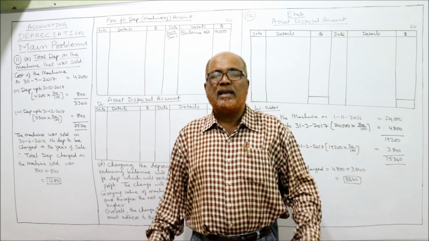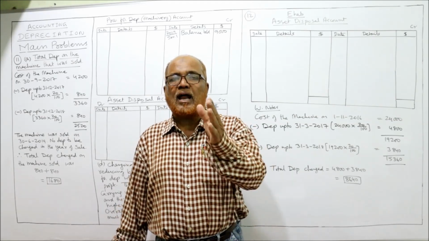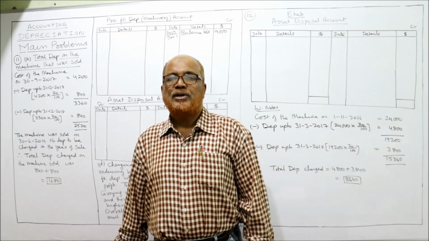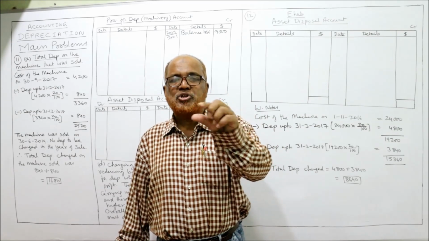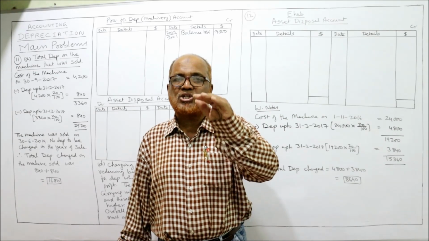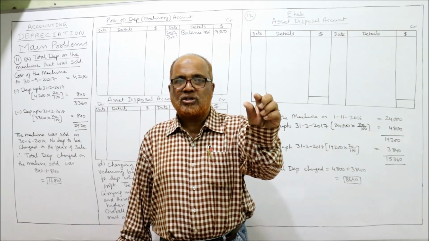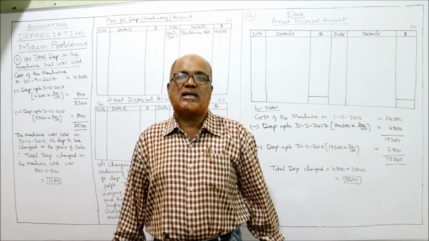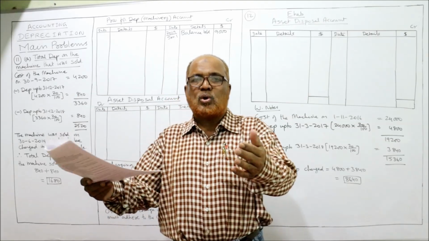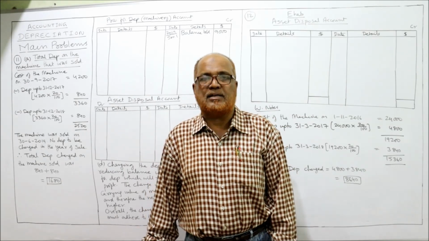Previous video I have explained you, whenever an asset is sold, 4 entries will be passed. The first entry will be regarding the transfer of the cost price of the machine to asset disposal account. The entry will be asset disposal debit, machinery credit. First entry. Second entry, transfer the provision for depreciation on that machine which is sold. So entry will be provision for depreciation debit and asset disposal credit. Second entry. Third entry, cash proceeds on sale. When the machine is sold, cash is received. So bank account debit, asset disposal credit.